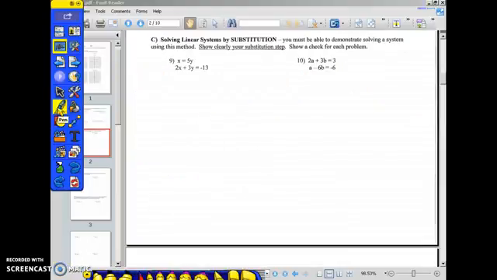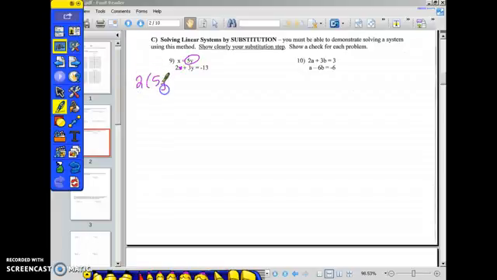Alright, solving linear systems by substitution. You must be able to demonstrate solving a system using this method. So on this one, we have to use substitution. If it tells you to use substitution, then you have to use substitution. x equals 5y, 2x plus 3y equals negative 13. We have already isolated a variable. So all we have to do is substitute what x equals in for x in the other equation.